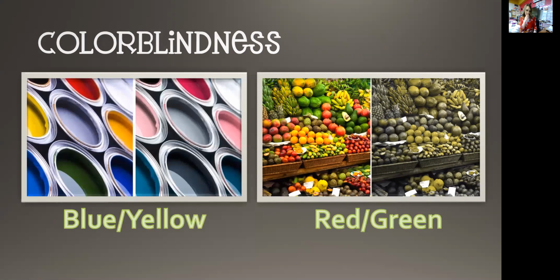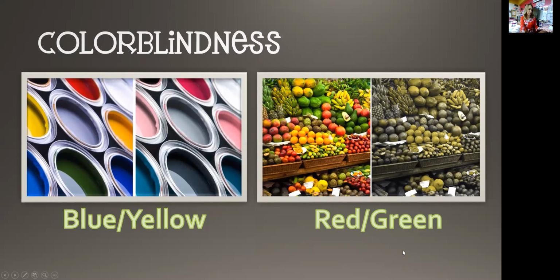The two major types of colorblindness that we see are blue-yellow colorblindness, where you can see here that blues kind of appear as a teal, greens appear as a gray, and they don't see yellow. Then there's red-green colorblindness, where you can see red and green are kind of the same color. Yellows kind of blend in there as well. Red-green colorblindness is the most common type.